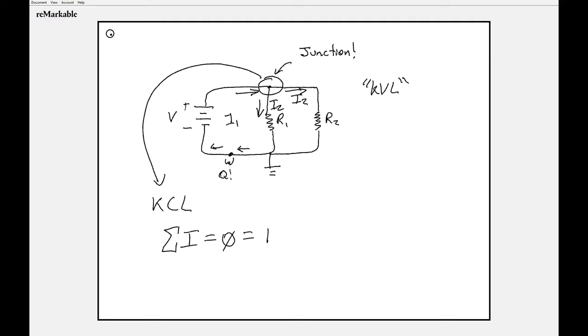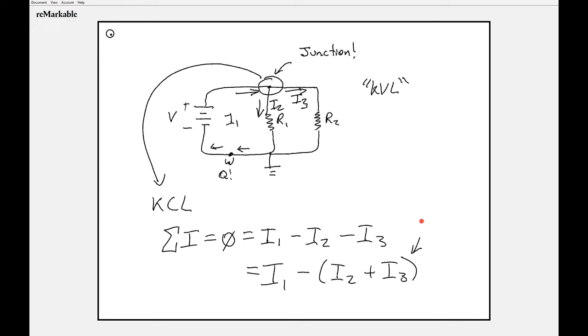And so if I1 is the current going in, then I2 and I3 have to come out. And we can use the distributive property in algebra to write this a little bit differently, just to show that the I2 and the I3 kind of have the same privilege level, right? They're both going to have the same sign.